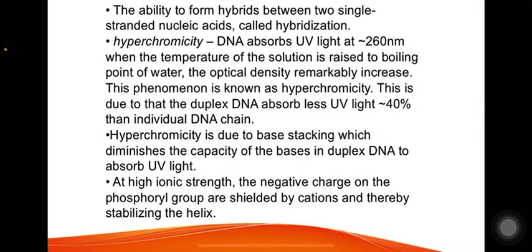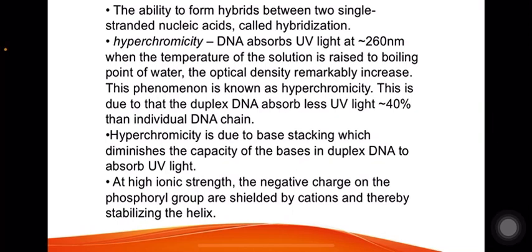Hyperchromicity: DNA absorbs UV light at 260 nanometers. When the temperature of the solution is raised to the boiling point of water, the optical density remarkably increases. This phenomenon is known as hyperchromicity. This is because duplex DNA absorbs about 40% less UV light than the single-stranded chain. It is due to base stacking, which diminishes the capacity of bases in duplex DNA to absorb UV light.